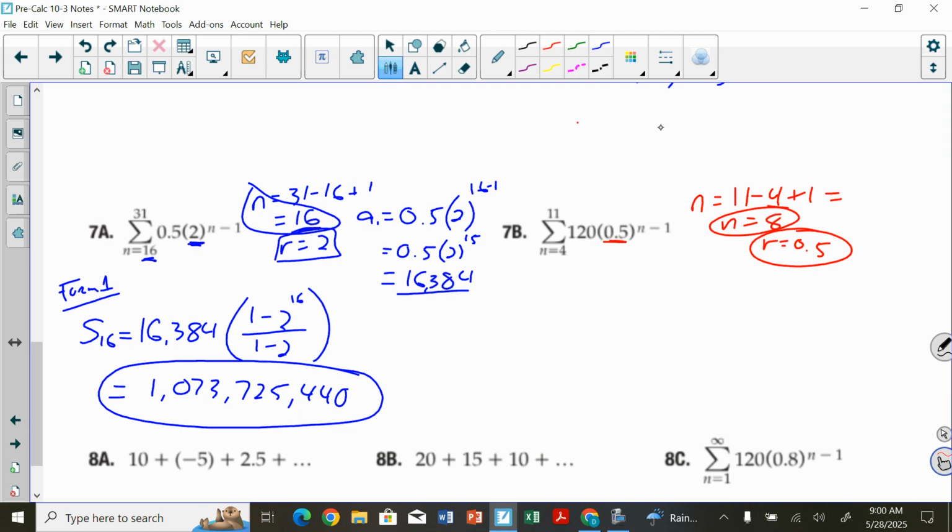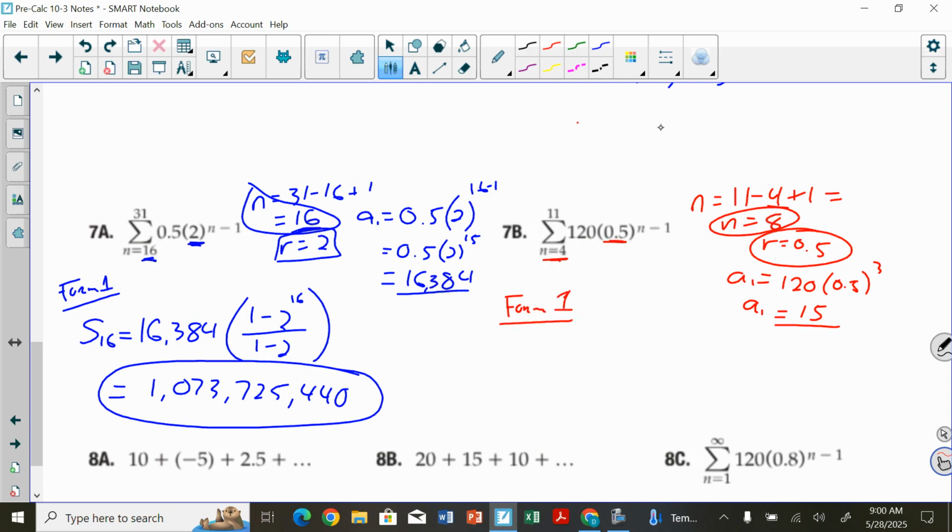And now I just have to do a little bit of work to get a sub 1. Okay, so a sub 1 in this case would be 120 times 0.5. Now, we're talking a sub 1 is 4. That's the lower bound. So it'd be 4 minus 1, which is 3 here. So a sub 1 would actually come out to 15 here. So I've got all the information I need. I can plug it right into form 1 here.